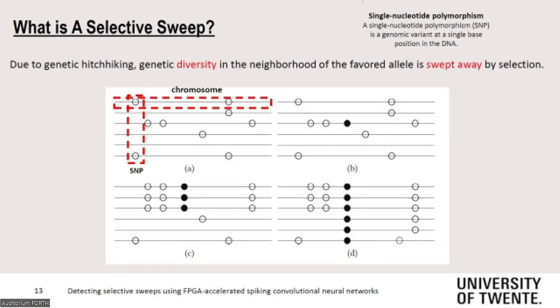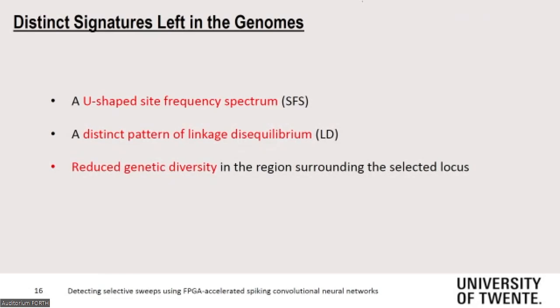Here, each row represents a chromosome, and each column is a SNP. The white circle represents a neutral mutation, while the black circle represents an advantageous mutation. When this advantageous mutation occurs in the population, it will spread over generations, and finally, every individual will carry this mutation. So when positive selection occurs in the population, it will leave some distinct signatures in the genome, like a U-shaped site frequency spectrum, a distinct pattern of linkage disequilibrium, and reduced genetic diversity in the neighbors.